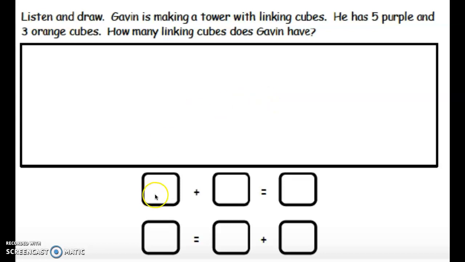Down here we write a number sentence, and then this is the backwards one where the total number goes in the front, and then it's broken down into the 2 different parts.